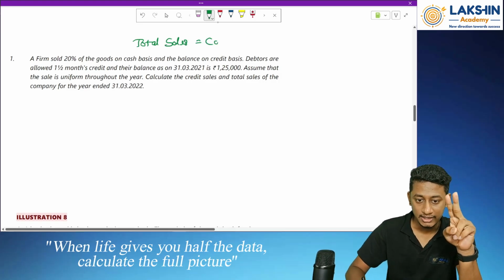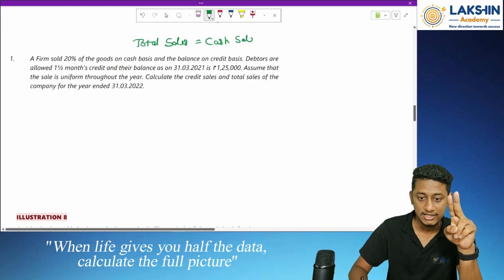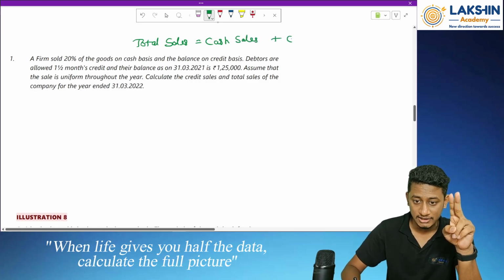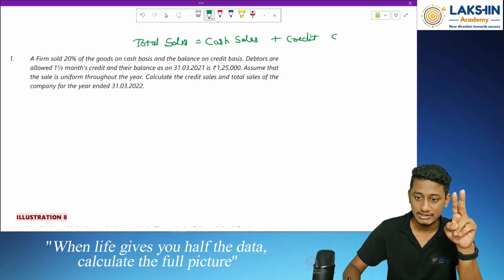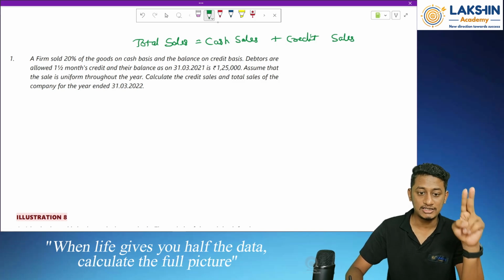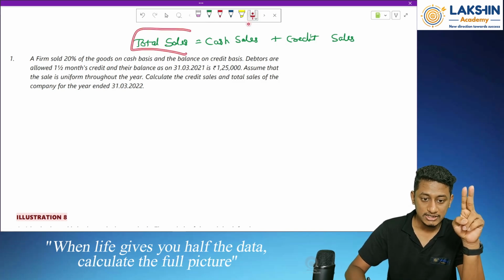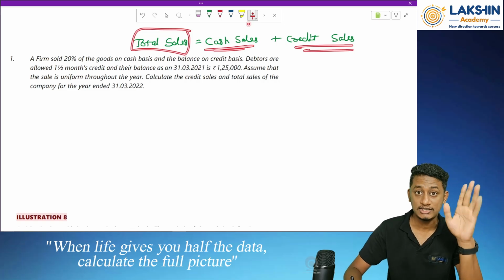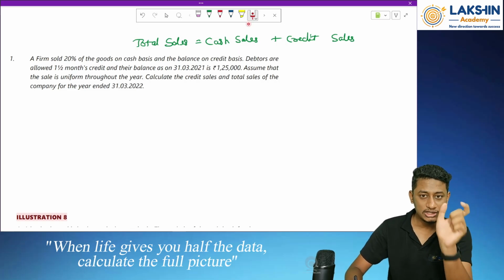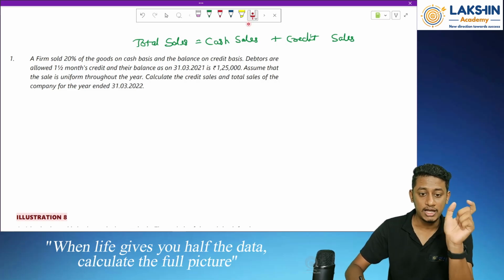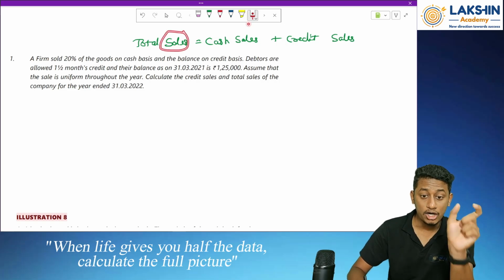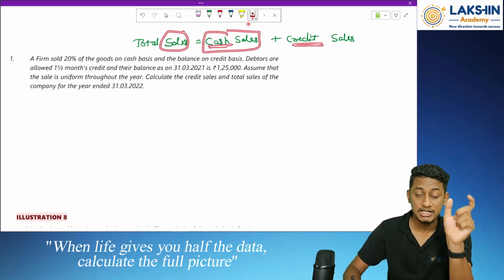One is my cash sales, where I will be receiving cash as soon as I make sales, plus my credit sales. See, businesses generally do credit sales also, right? So whatever sales value I have, in that we have cash sales and credit sales. Both are included in the sales value. So just look at the question whenever it's given. Does it mention sales or does it mention cash sales? Remember that, because this terminology becomes really important.